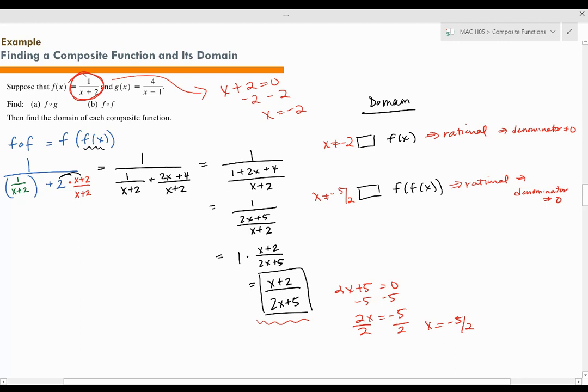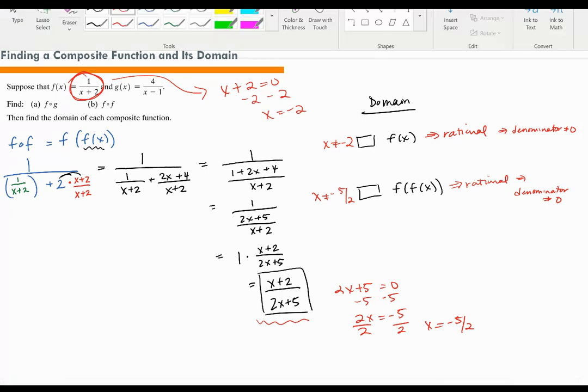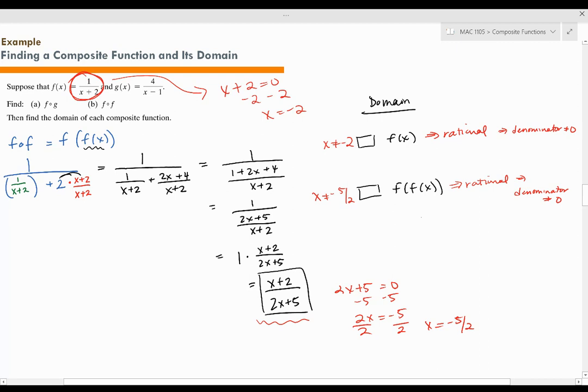So when it comes to the domain of this composite function, we can include all x such that x does not equal negative 5 over 2 and negative 2.